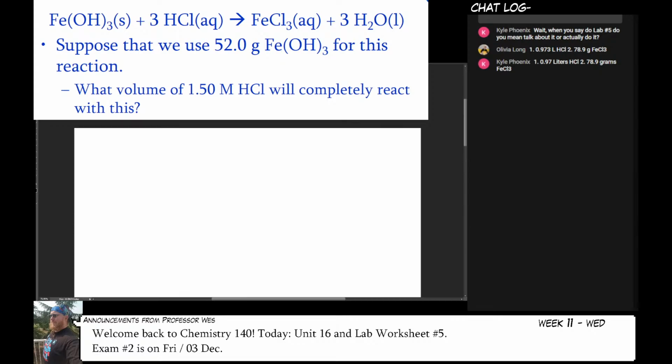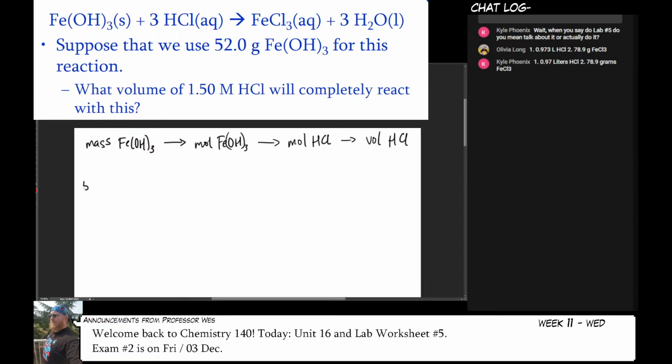All right, so what volume of 1.5 molar HCl will react with 52 grams of iron 3 hydroxide? So we have a mass of Fe(OH)3, which will turn into moles. And then since I want HCl, we'll turn that into moles of HCl. And then we can solve for a volume. So there's our blueprint for the first problem here.